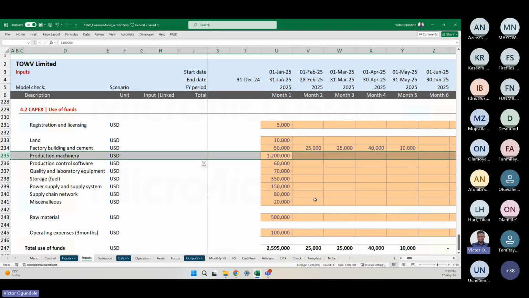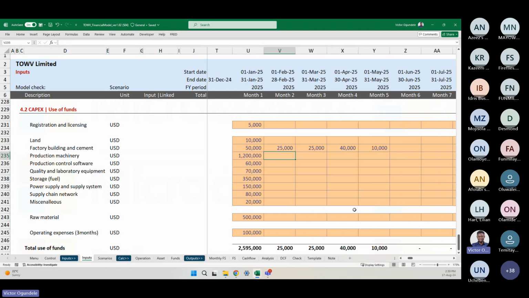Production machinery. Let's also see how we can split that. So 1.2, right? So we're looking at 1.2. Let's see how we can split that. So maybe first month there's nothing. Maybe there's nothing, right? The following one, 500. Maybe nothing in the third month. Then the fourth month, another 500, right? 1.5. Then the last month, another 500. So this is what we call capex profiling, and it is based on how you've laid out the capex profile. That's how they will also be able to have access to the funding.